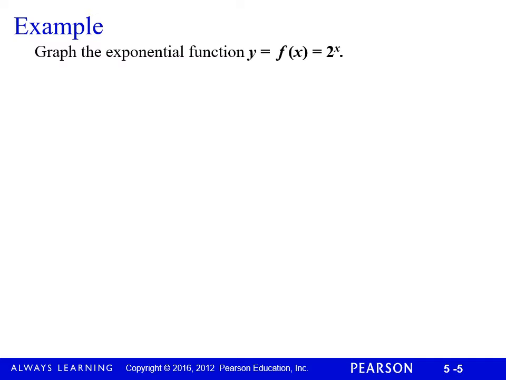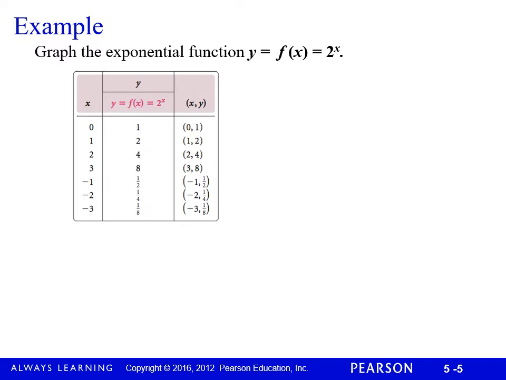So let's look at our first example here. Graph the function y equals f of x, which is just notation, equals 2 to the power of x. So we pick some values of x. We've picked positive and negative 1, 2, 3, and 0. We plug it in, so we get 2 to the power of 0 is 1, 2 to the first power is 2, 2 squared is 4, 2 cubed is 8. Okay? 2 to the negative 1 is 1 over 2, 2 to the negative 2 is 1 over 2 squared, or 1/4, and 2 to the negative 3 is 1 over 2 cubed, or 1/8.